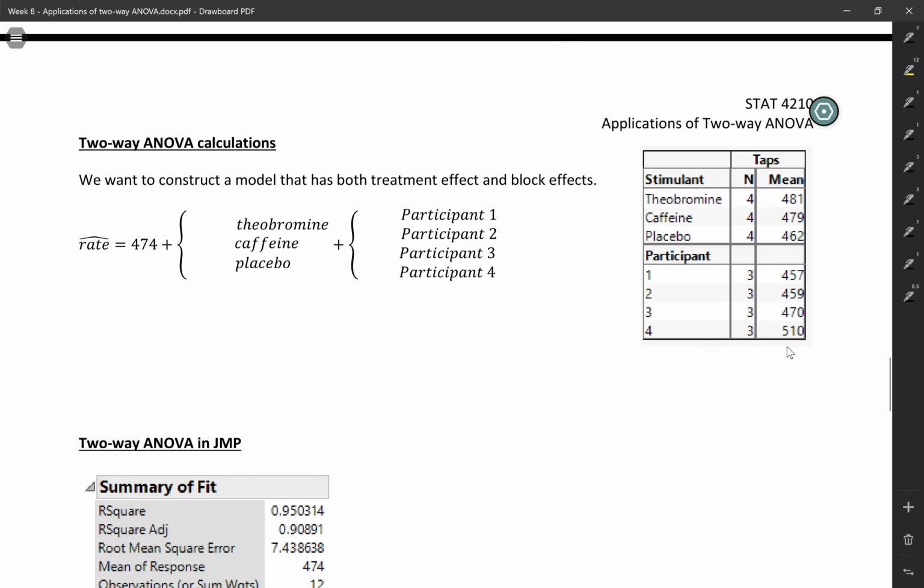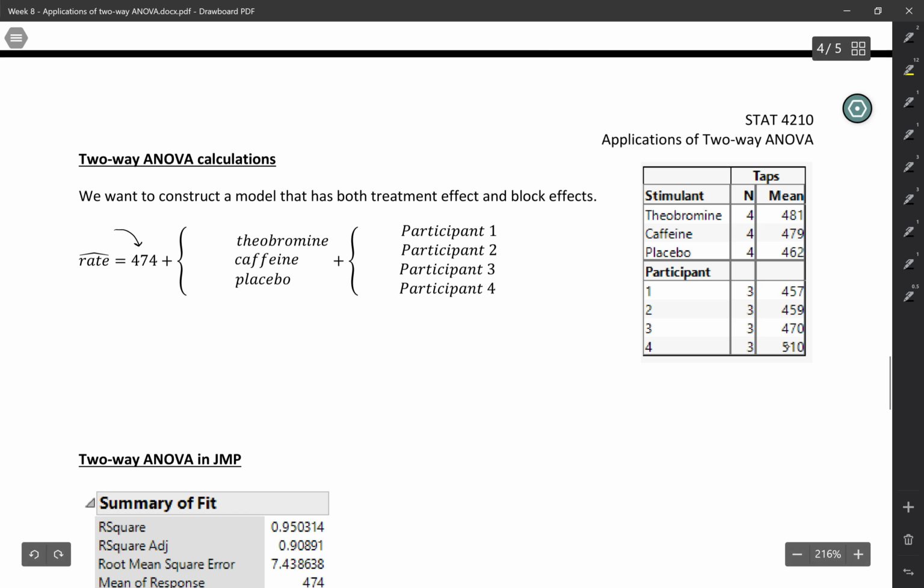In this video, we're going to calculate the two-way ANOVA sums of squares by hand. So we want a model that has both treatment effects and block effects. First of all, we need to calculate those effects. I've got the means here for each of the stimulants, so you can see the different means. And our overall mean is the starting point. That 474 is the overall mean.